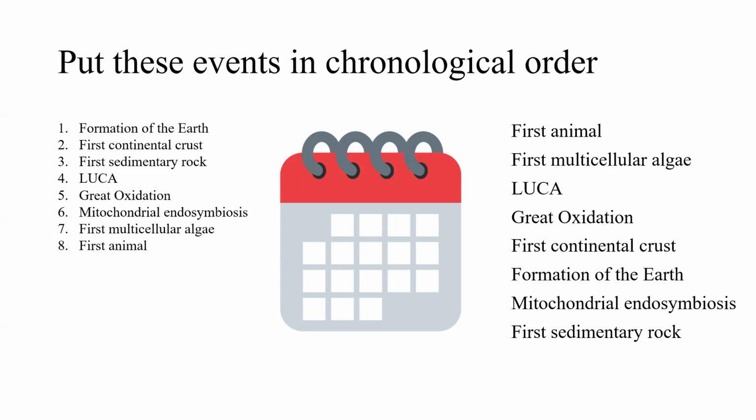I've got a question about number five. So number five, oxidation, which I remember from the lecture was photosynthesis, right? But oxygen was being released into the atmosphere. This is hardly something I would even call an event. You guys remember the great oxidation is bacteria photosynthesizing.